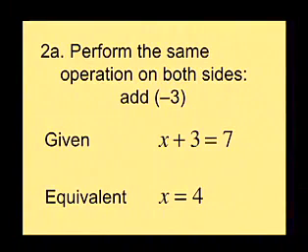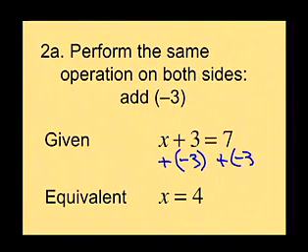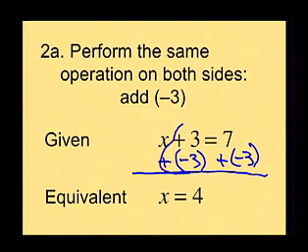So what we were given is x plus 3 equals 7, and I'm going to add -3 to both sides. And of course, here they add up to 0. So I end up with x on the left-hand side. And on the right-hand side, we end up with 7 plus a -3 is 4. So those are equivalent equations: x plus 3 equals 7 and x equals 4.